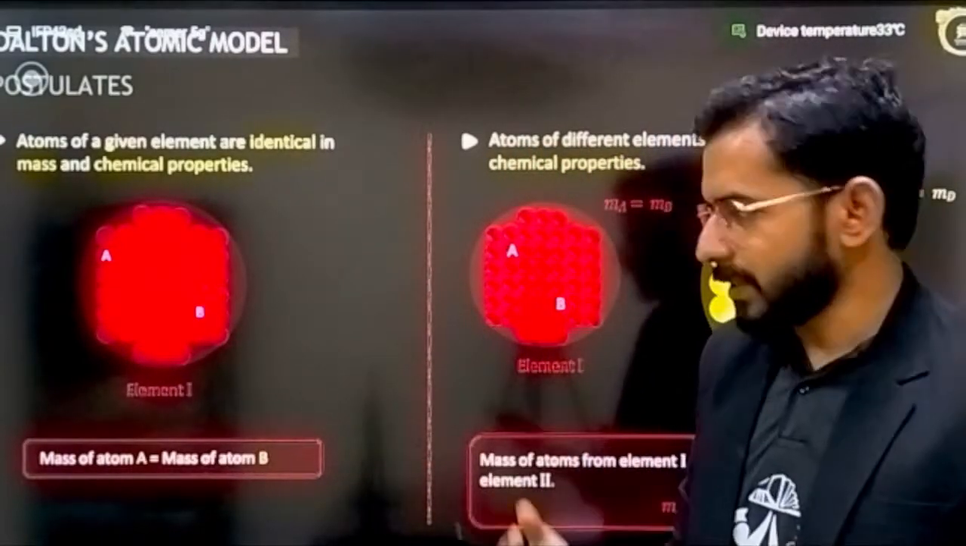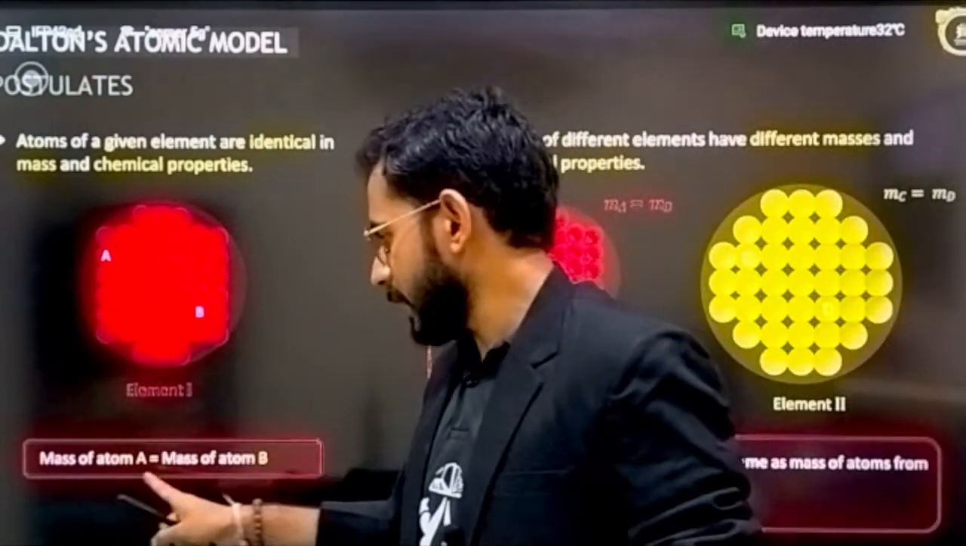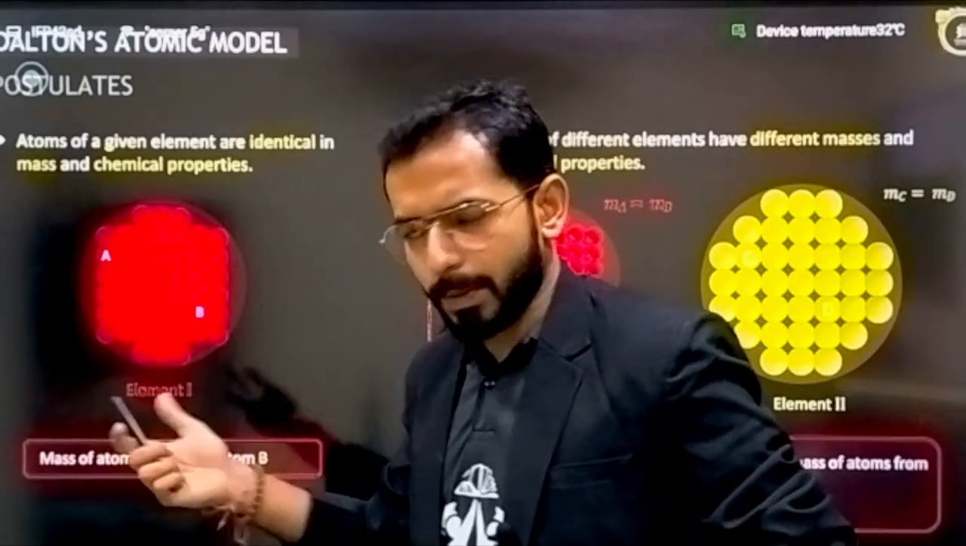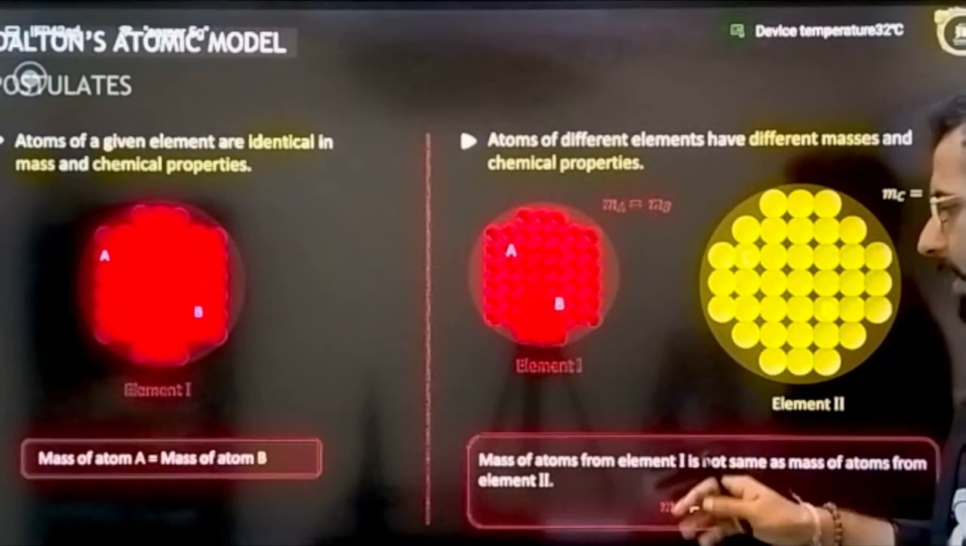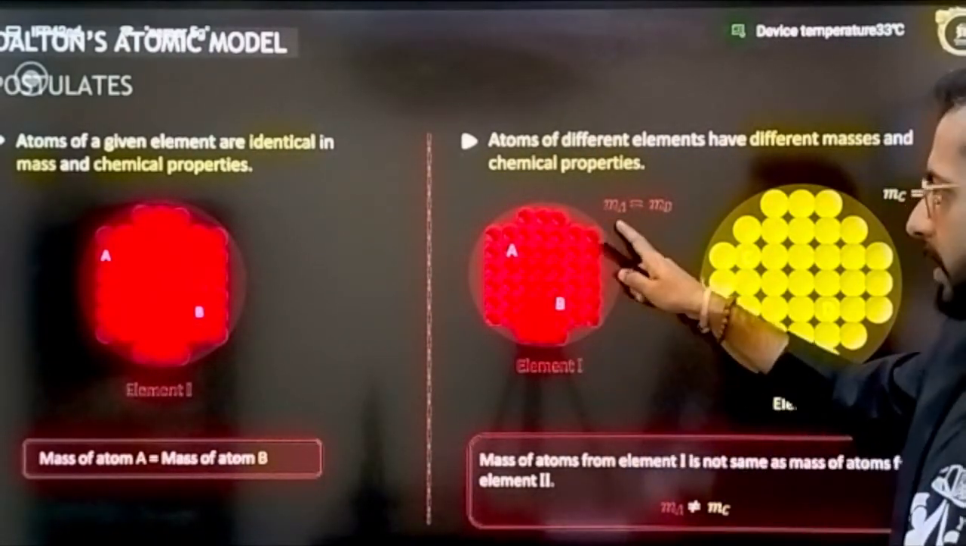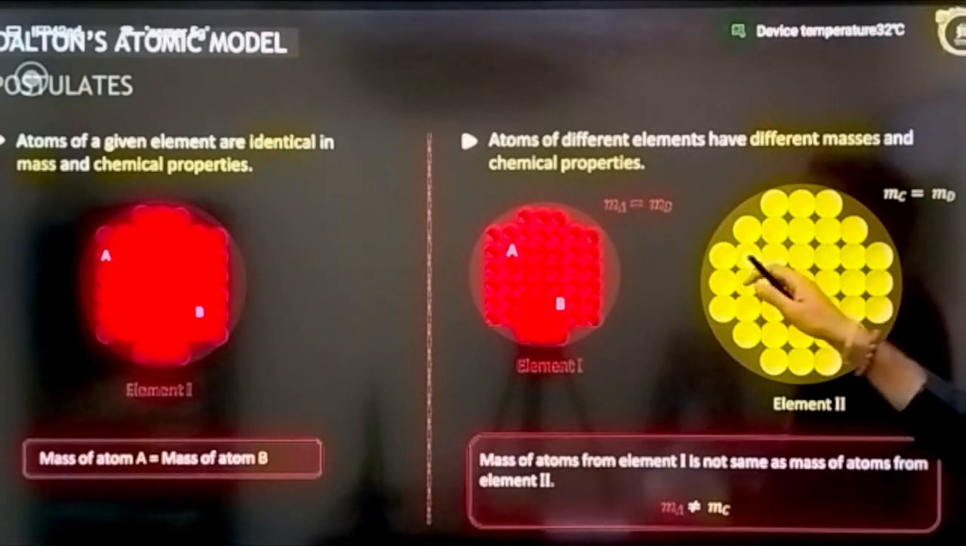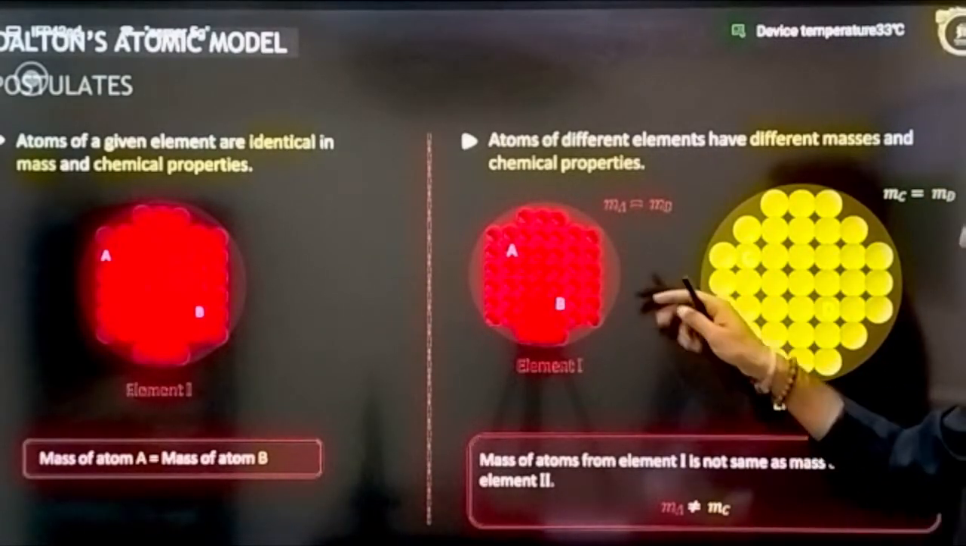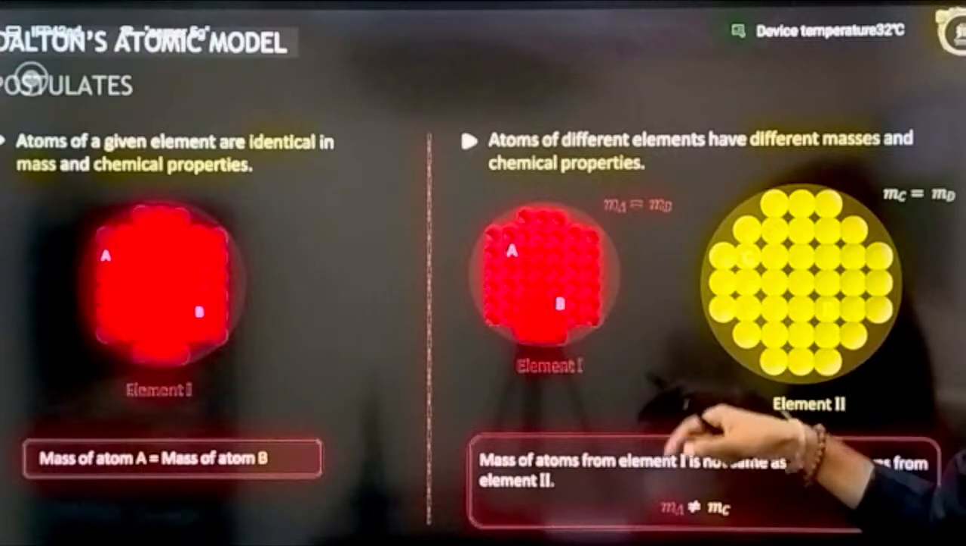And the observation that he has given here, you can see that mass of atom A is equal to mass of atom B, same element. But when we take a different element, mass of atoms C and D will be equal, but it cannot be said that they are equal to each other, that A will be equal to C or D. Correct?